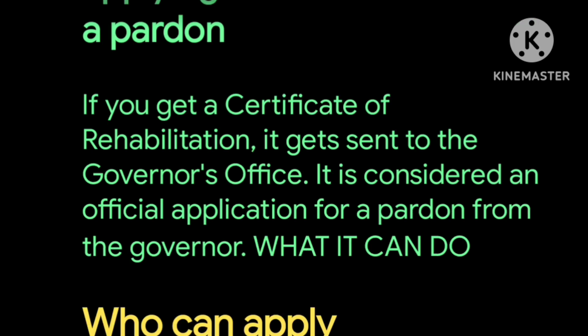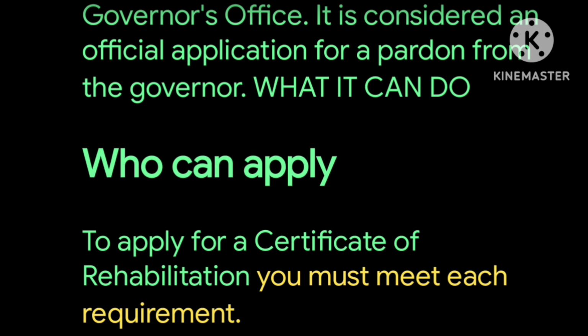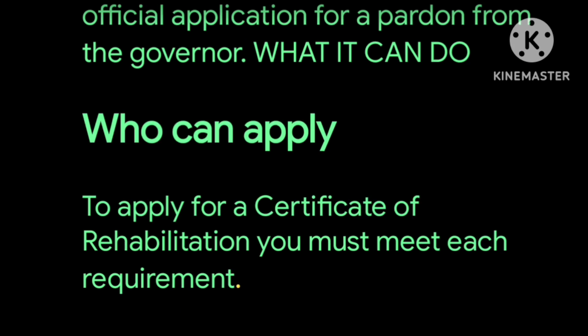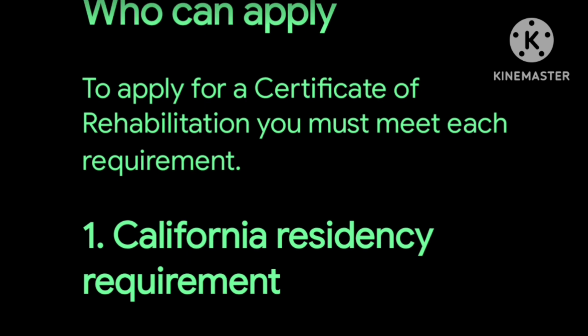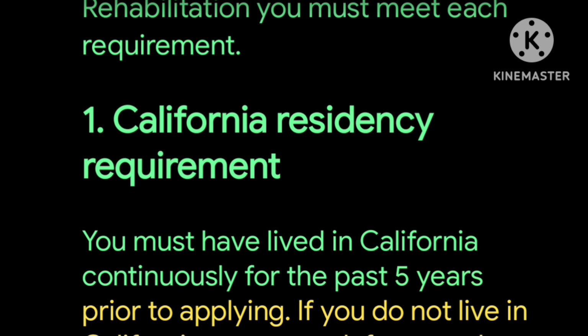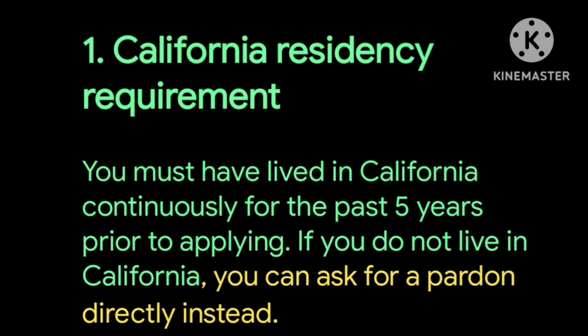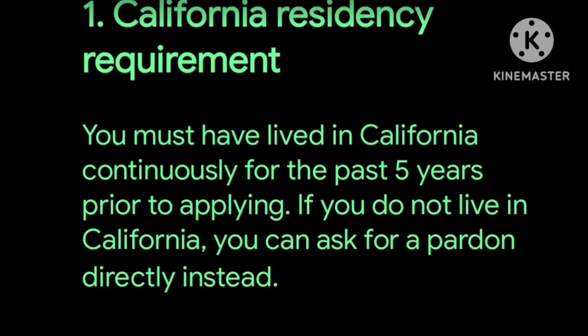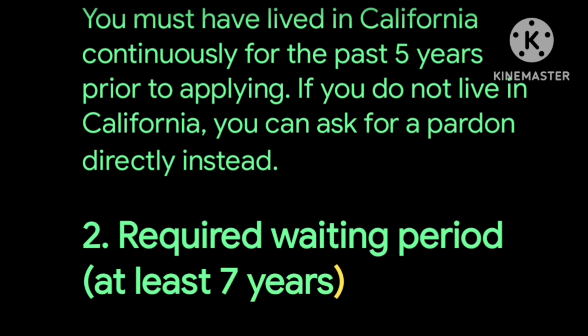What it can do. Who can apply? To apply for a certificate of rehabilitation, you must meet each requirement. 1. California residency requirement. You must have lived in California continuously for the past 5 years prior to applying. If you do not live in California, you can ask for a pardon directly instead. 2. Required waiting period, at least 7 years.